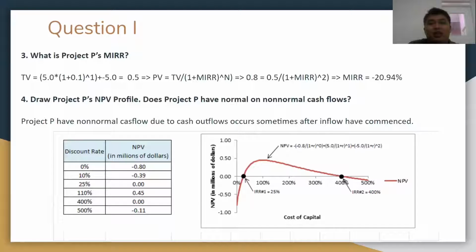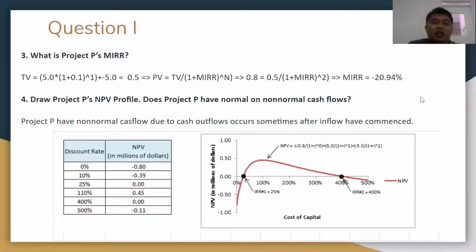And then from the terminal value we seek the MIRR. The result MIRR is negative 20.95%. Why is this negative? Because the terminal value of the MIRR is smaller than the present value. So the initial cost is larger than the terminal value, so the actual rate of return will be negative.